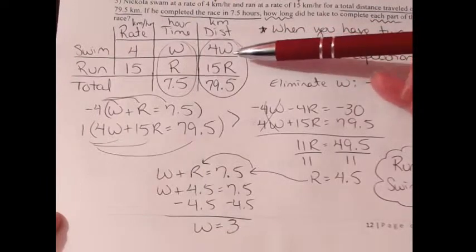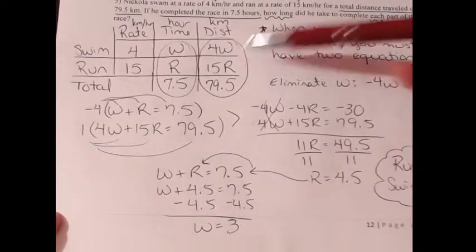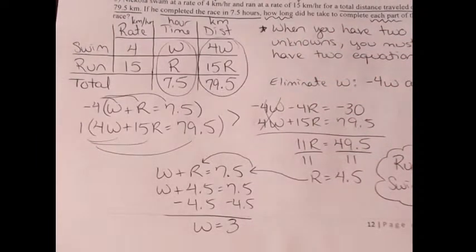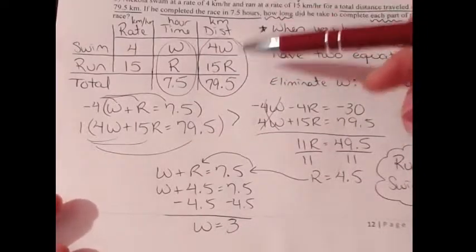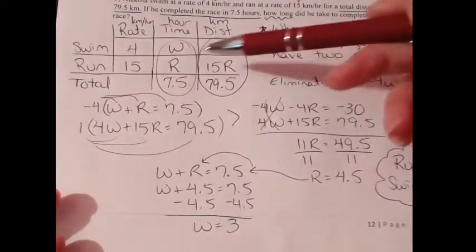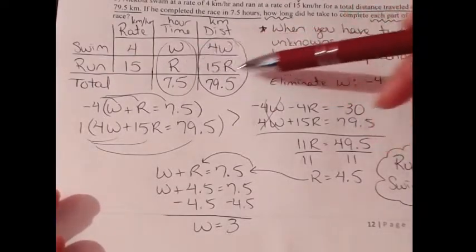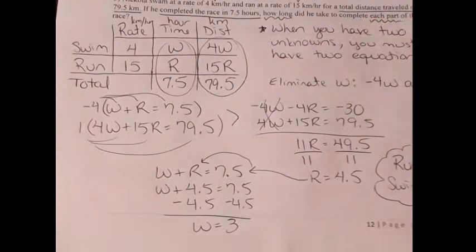If you want to know the distance he ran, it's 15 times r, and r is 4.5. So 15 times 4.5 is going to give us 67.5 kilometers. A nice thing to do is, if you know this is 67.5 kilometers and this is 12 kilometers, when you add those two, you'll get the 79.5 kilometers. So there are many ways to check to make sure that you are doing this correctly.